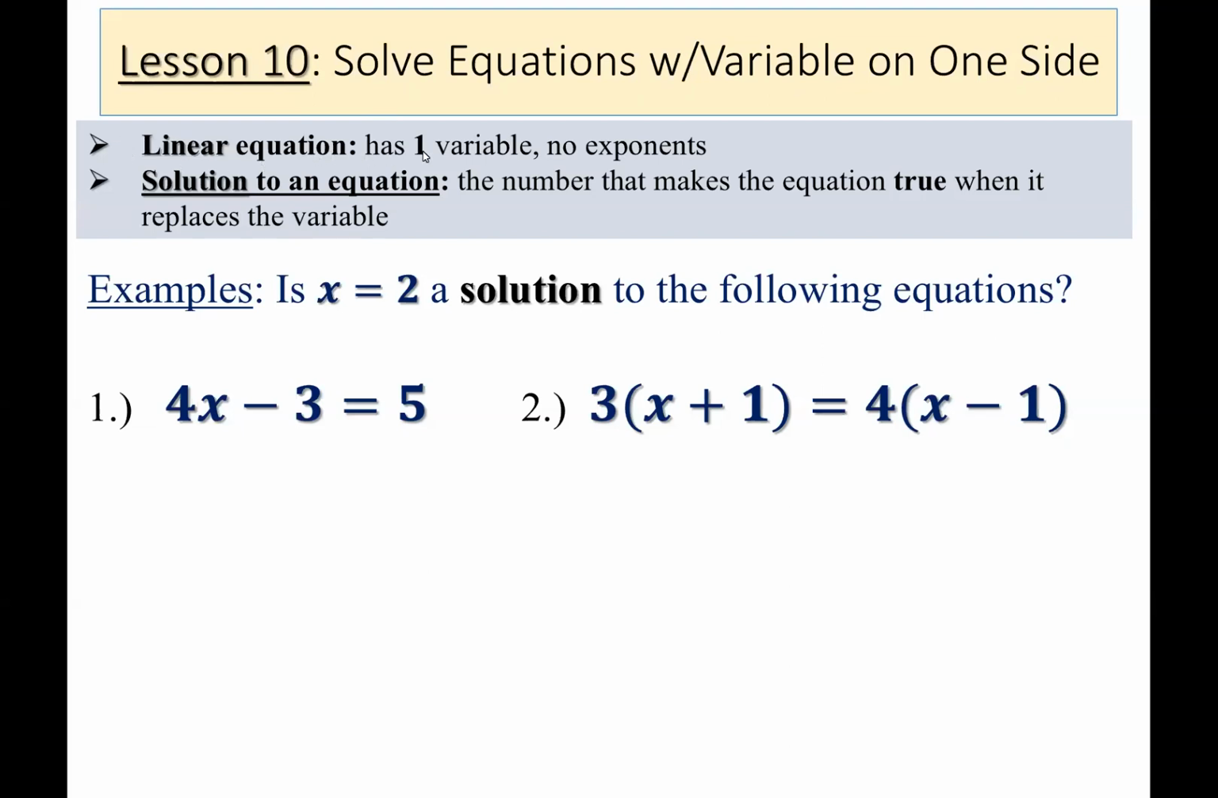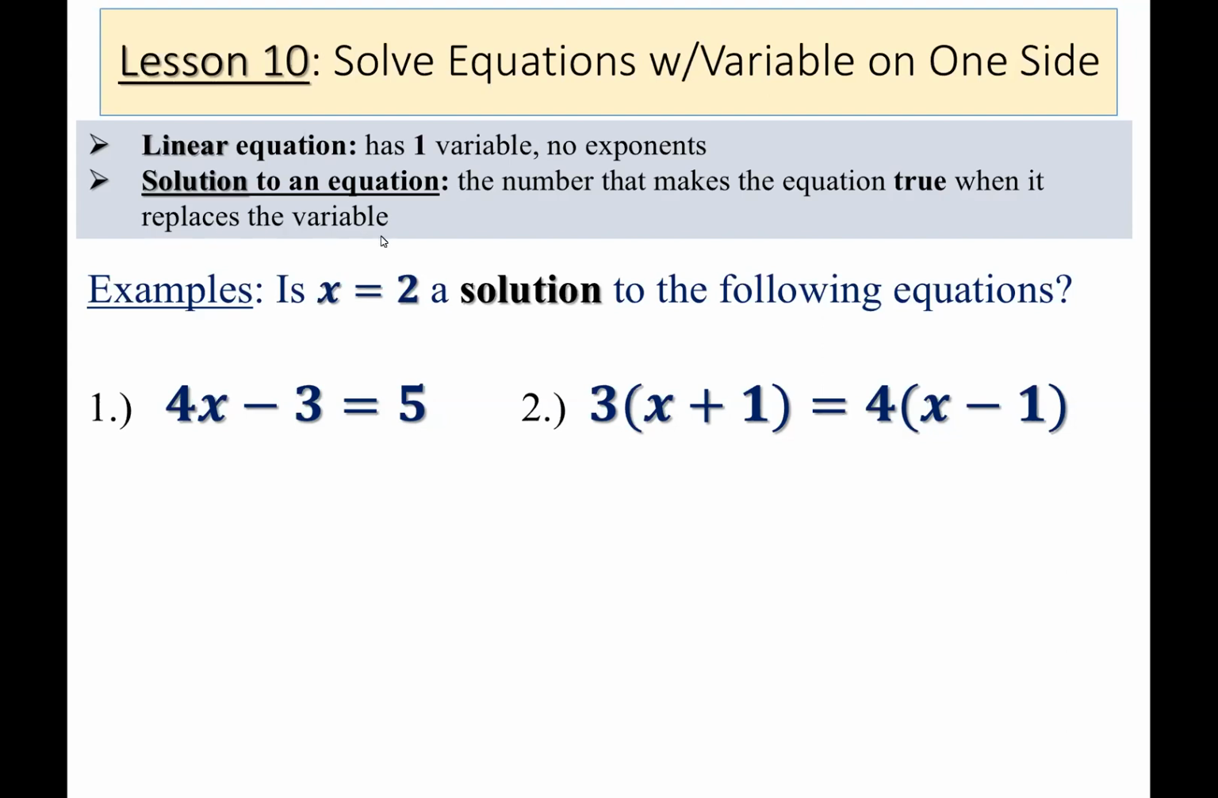Linear equations have one variable, and there are no exponents on the variable. Eventually, when you make it, I believe, to part 2, intermediate algebra part 2, you'll start to see quadratic equations where there are exponents. But in this class right now, we just focus on linear equations. And generally, they have one solution. So a solution to an equation is the number that makes the equation true when that number replaces the variable.